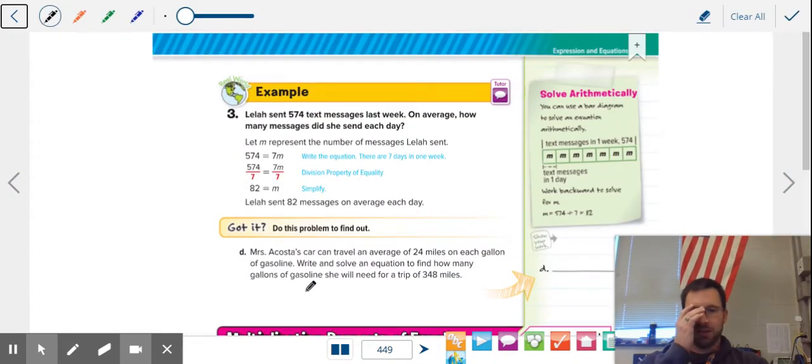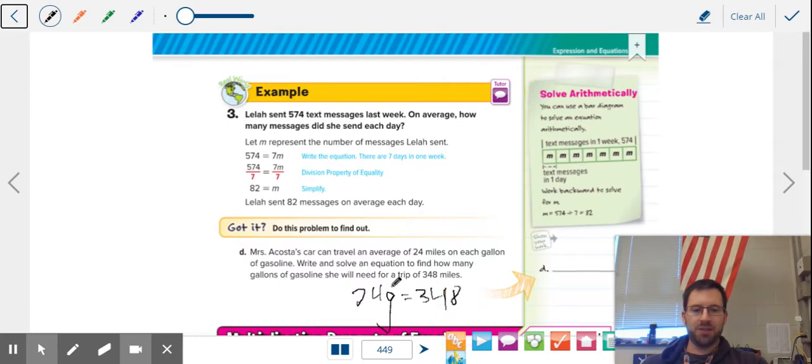All right, let's take a look at a word problem. Mrs. Acosta's car can travel an average of 24 miles per gallon. 24 miles per gallon. Way to go, Mrs. Acosta. Pretty good. Write and solve an equation to find how many gallons of gasoline she will need for a trip of 348 miles. So a total of 348 miles.